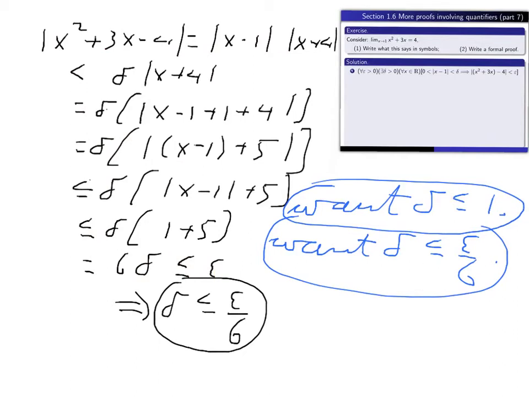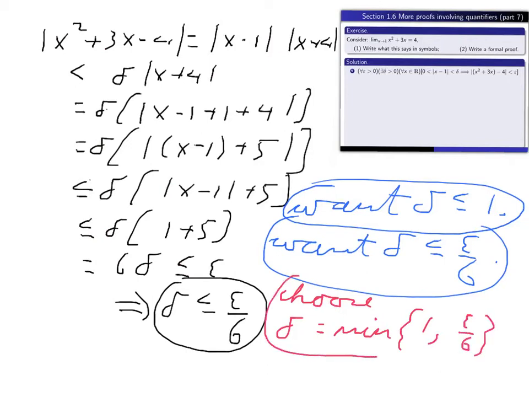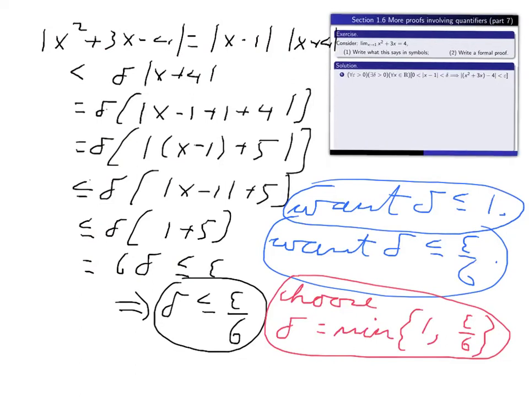So one way of doing that is to just simply choose delta to be the minimum of the two numbers 1 and epsilon over 6. Because if I do that, then it will simultaneously be less than or equal to 1 and less than or equal to epsilon over 6, and it will be automatically positive. In other words, take these two numbers, and whichever one is the smaller of the two, I call that delta. So that essentially solves the problem.